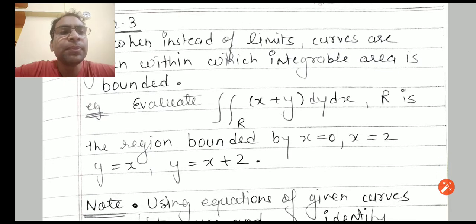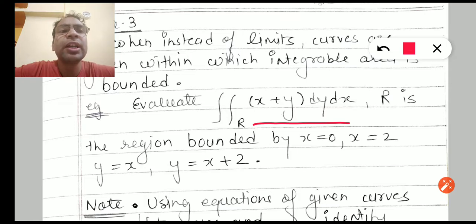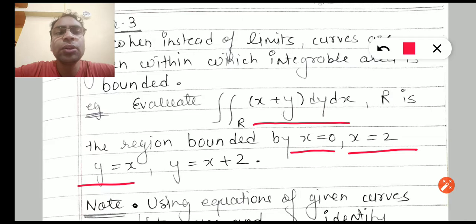For example, it is given, evaluate the double integral x plus y dy by dx under the region R, which is bounded by the curves. The curves are x is equal to 0, x is equal to 2, y is equal to x, and y is equal to x plus 2. So here we can see the curves are given.